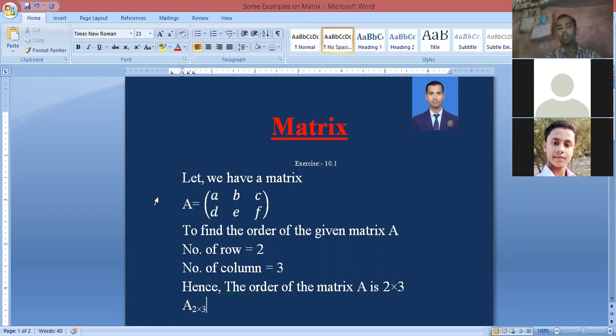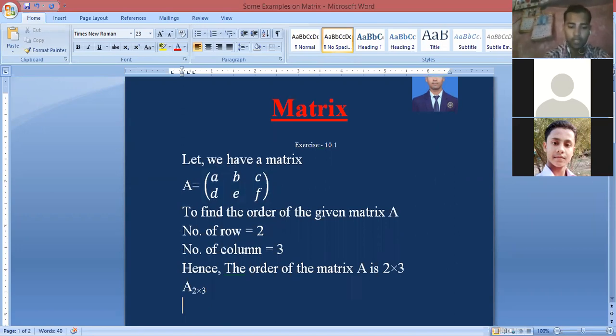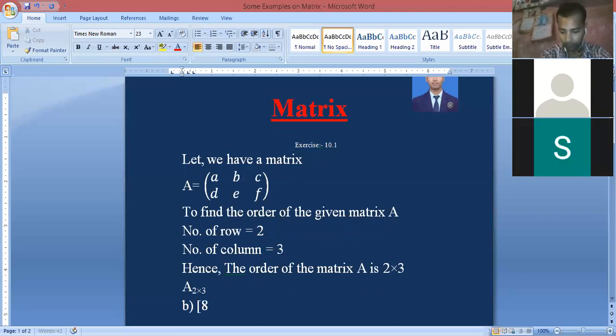This type of question may be given to you in your exam for short questions only, not for the long questions. That's why, suppose you are given question number B. Let's look at question number B there.